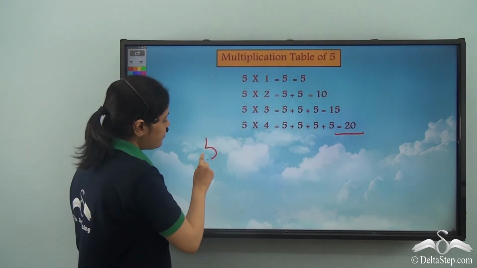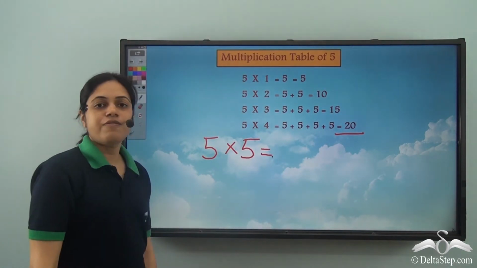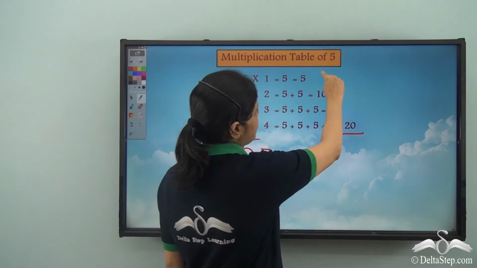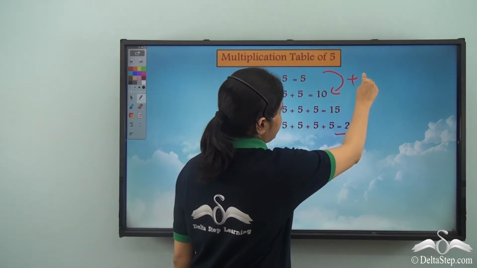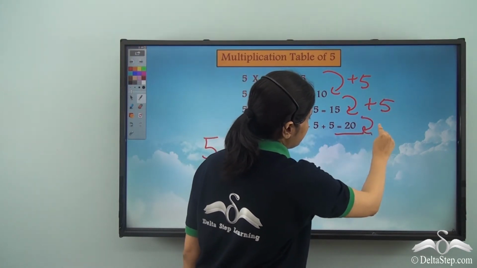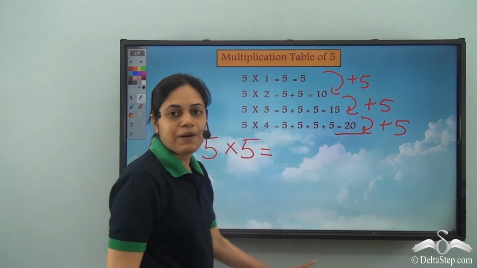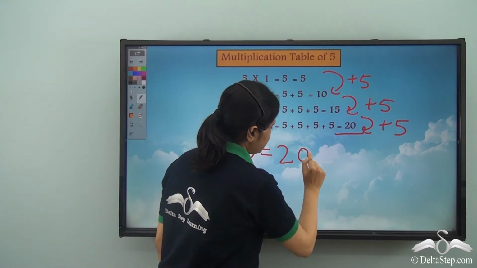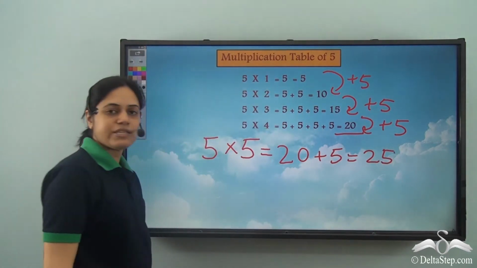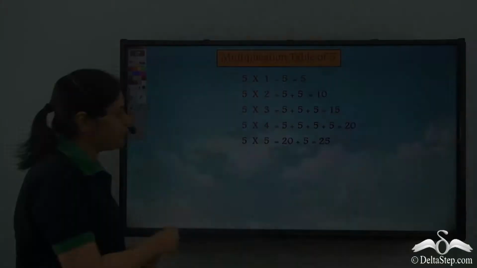Now what is 5 into 5? 5 into 5 is 5 added 5 times. But if you observe, in each step, the number is increasing by 5. So 5 into 5 will be 20 plus 5, and 20 plus 5 is 25.